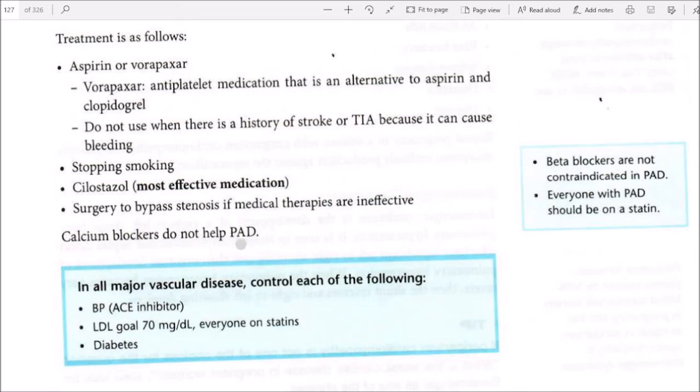Calcium blockers do not help peripheral arterial disease. Beta blockers are not contraindicated in peripheral arterial disease. Everyone with peripheral arterial disease should be on a statin. In all major vascular disease, control each of the following: BP, ACE inhibitor, LDL goal of 70 mg per dl, everyone on statins, and diabetes.